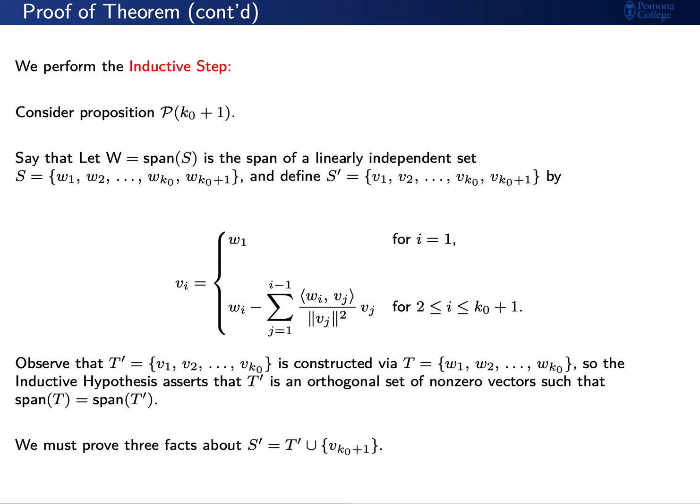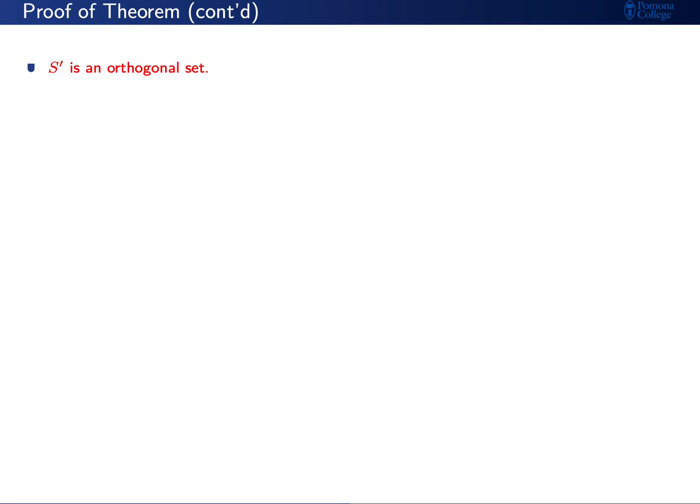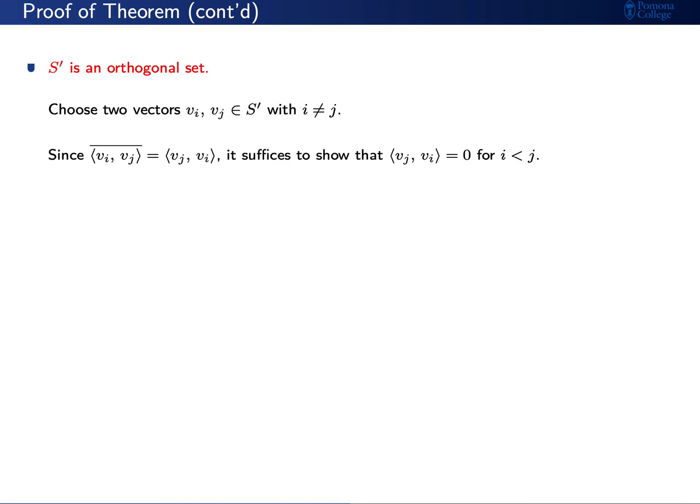Now we have to prove three facts about the new set S prime, which is T prime union the k0 plus 1 vector v sub k0 plus 1. First, we'll show that S prime is an orthogonal set. Let's pick two vectors v_i and v_j in S prime, where i does not equal j. We actually have to show that the inner product of v_i with v_j is 0. But since we have symmetry in the inner product, it really just suffices to show that the inner product of v_j with v_i is 0 whenever i is less than j.